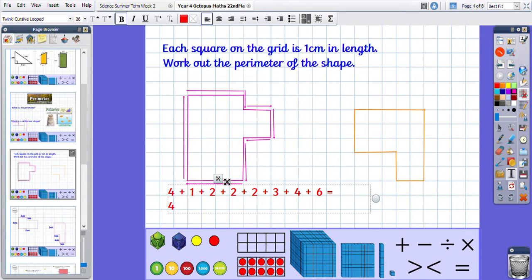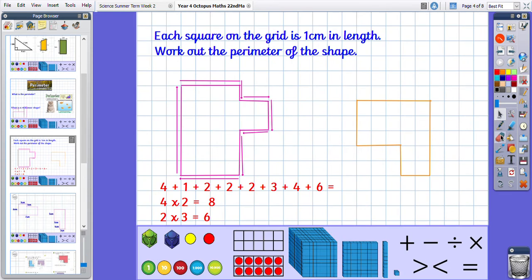So I know I have got 2 4's. So I can do 4 times 2, which is 8. Then I only have 1 1, so that's fine. I only have 1 6, and I only have 1 3. But I've got 3 2's, so 2 times 3 equals 6. Okay. So I've used my 4's and I've used my 2's.